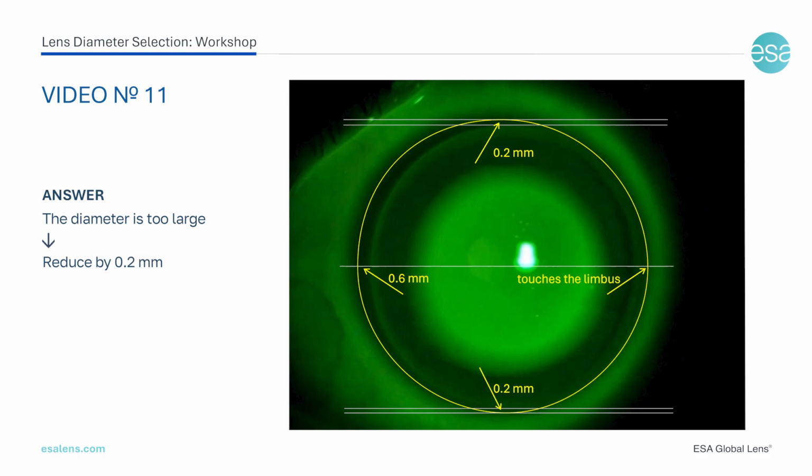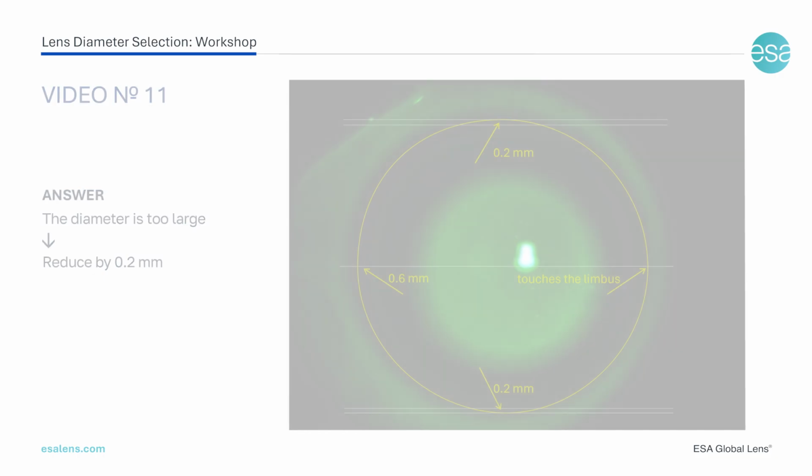Currently, the total vertical gap is only 0.4 mm and the horizontal gap is 0.6 mm. Both values fall short of our target. By reducing the diameter by 0.2 mm, we gain clearance on all sides. The vertical total will increase to 0.6 mm and the horizontal to 0.8 mm, reaching an adequate fit.